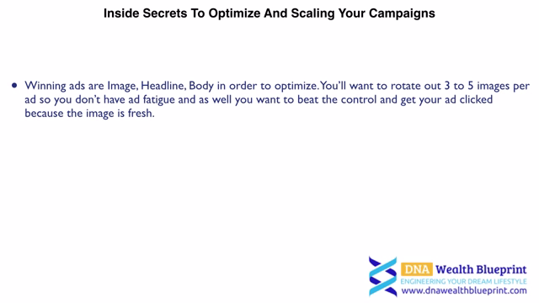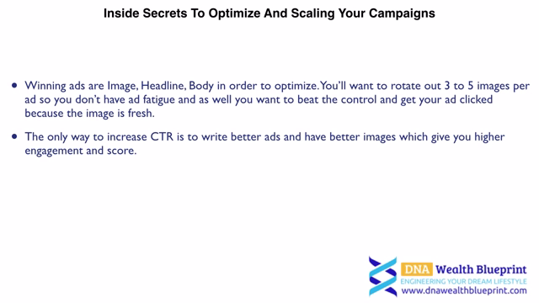So when you do something like that, you want to be able to rotate out 3 to 5 images per ad because you want to split test your images. When you split test your images, your headline, and your body copy, you've found your controls. Now you can build out new campaigns based on that particular criteria. The only way to increase your CTR is to write better ads. The only way to optimize your campaign is to write better ads and have better images, which will give you a higher engagement and a higher score.